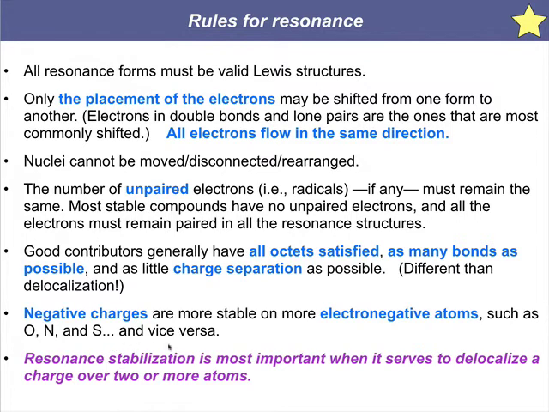And resonance stabilization is most important when it serves to delocalize a charge over two or more atoms. When we can have, say, three resonance structures, and a different atom in each structure bears the charge, what that means is each atom bearing the charge actually has about a third of a charge to it. It doesn't get pinned. It doesn't get stuck with that entire negative charge. Instead, all three atoms kind of share that burden.